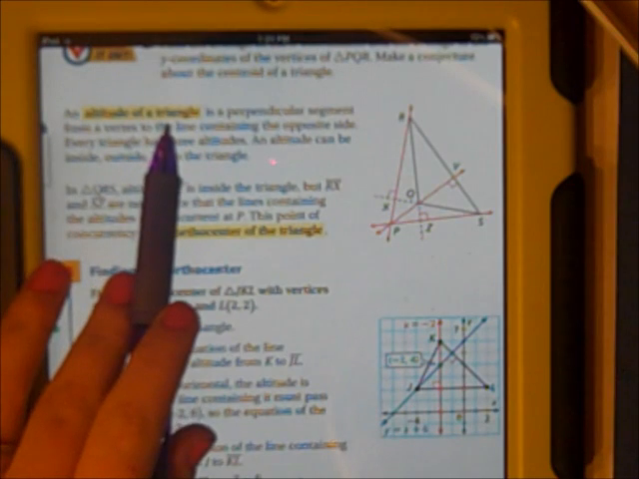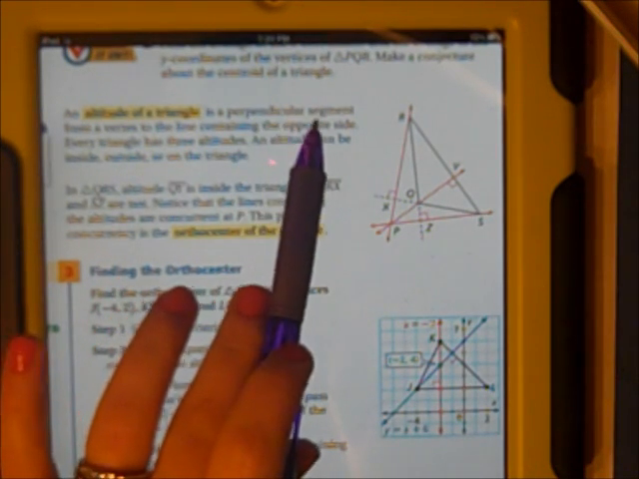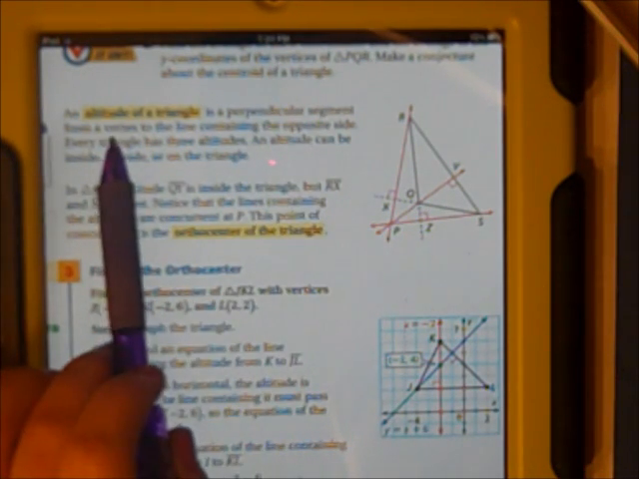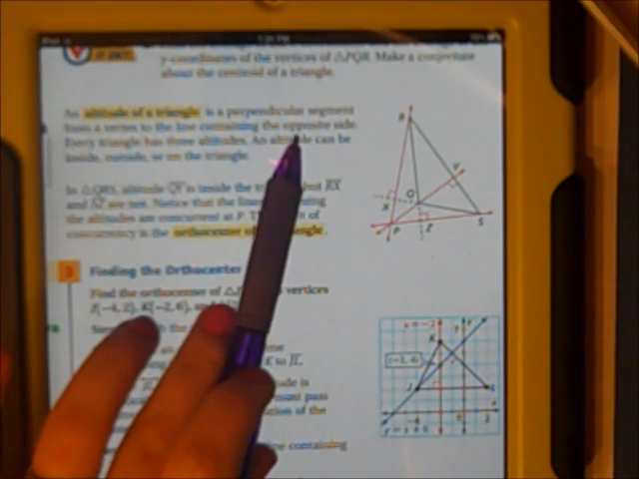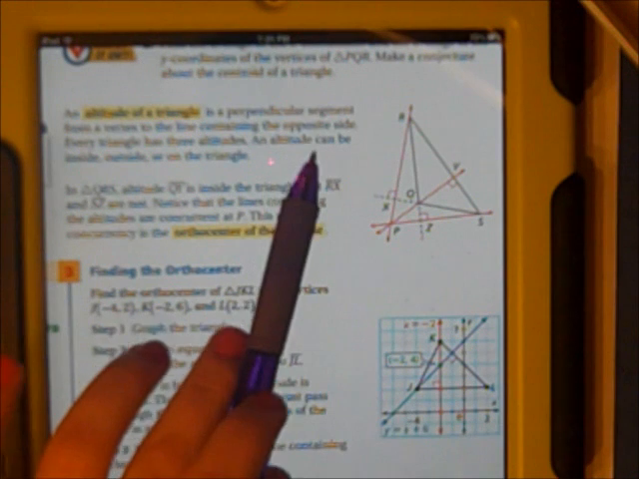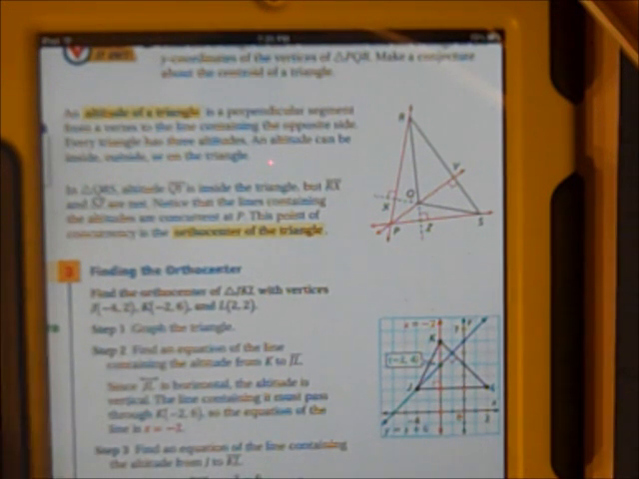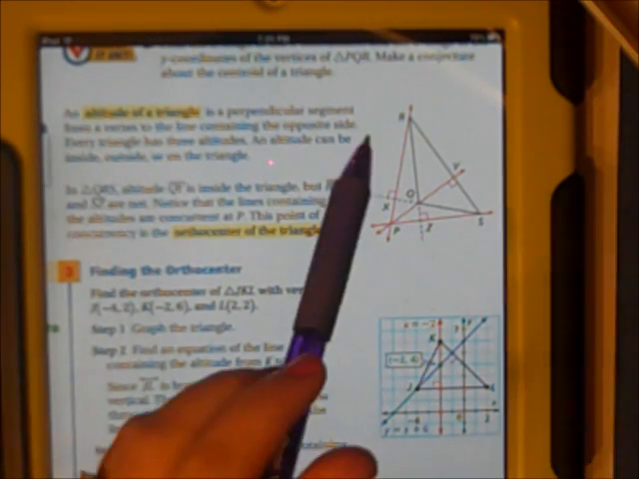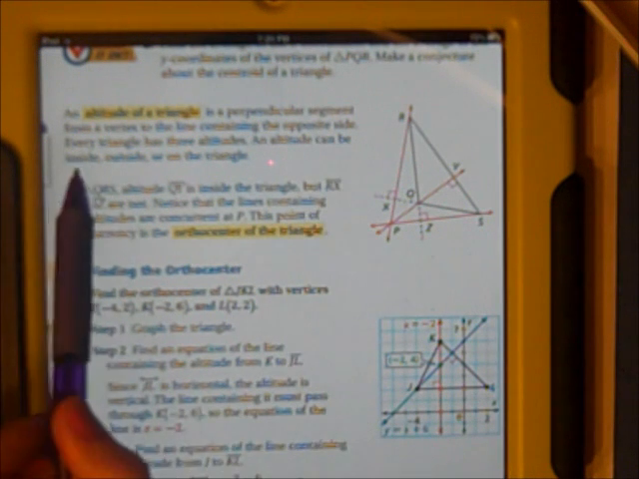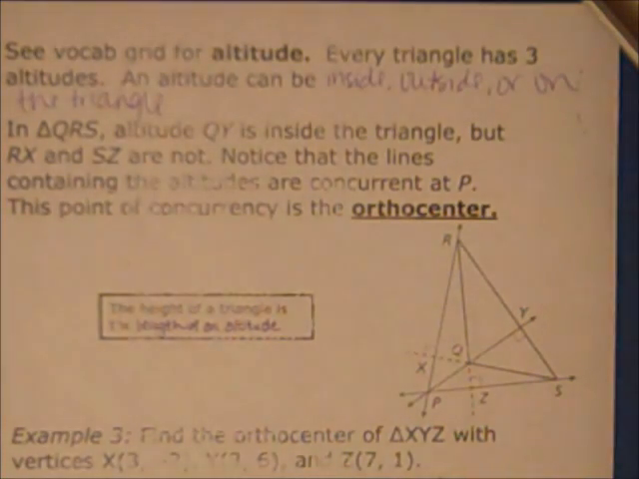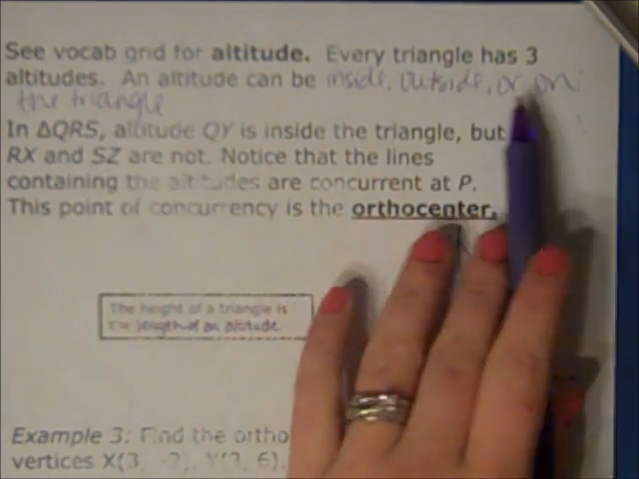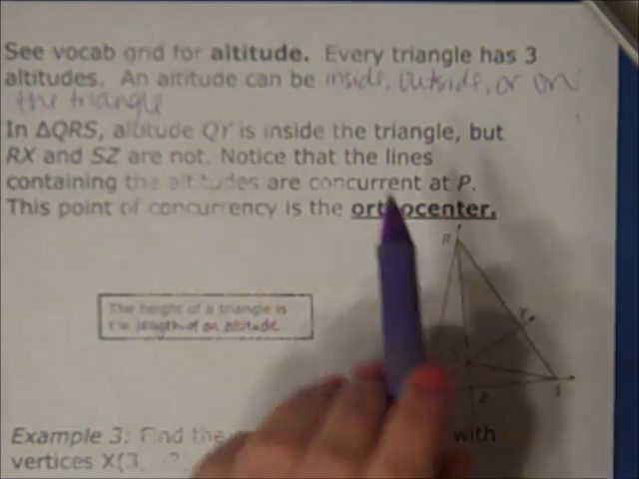The definition of altitude is it's a perpendicular segment, meaning a right angle, from the vertex to the line containing the opposite side. Notice it doesn't say to the opposite side, because it could have to be outside the triangle, like we're fixing to write. An altitude can be inside, outside, or on the triangle. So it doesn't have to be exactly inside, which is a little confusing for us. We're not used to seeing that. Okay? So inside, outside, or on the triangle.